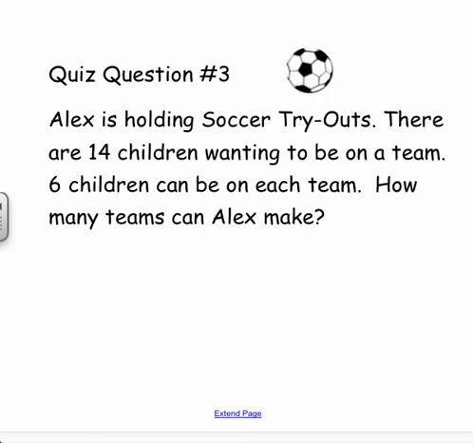And quiz question number 3. Alex is holding soccer tryouts. There are 14 children wanting to be on a team. 6 children can be on each team. How many teams can Alex make? A picture would be a great way to show your work for this problem. And then remember, you want to answer the question, how many teams can Alex make? Please write your answer and label it with a unit.